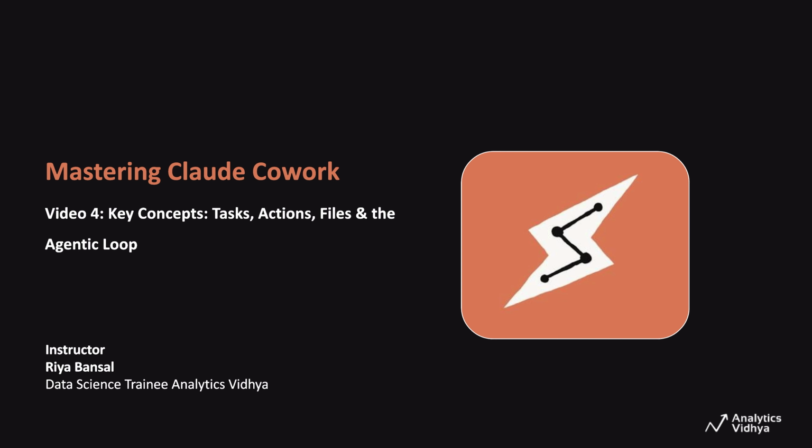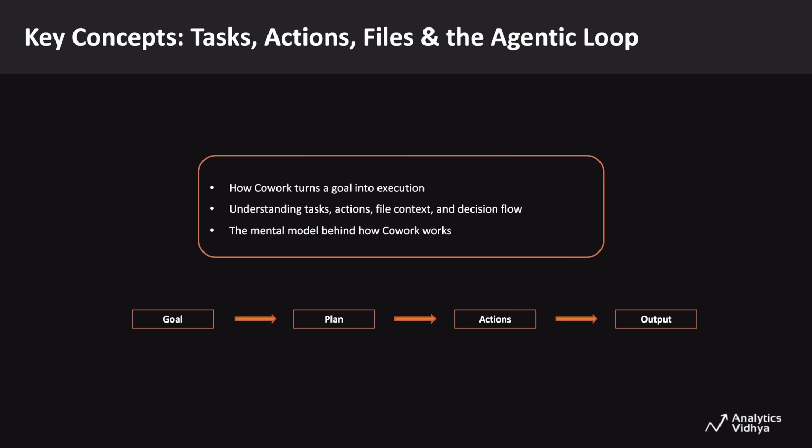In the previous video, we understood who should use Co-work and where it creates the most value. Now, the next important step is to understand how Co-work actually works behind the scenes. Because once you understand its mental model, it becomes much easier to use it effectively. In this video, we are going one level deeper into Co-work's working logic. We will understand how it takes a goal, turns it into actions, uses files as a context, and moves through an agentic loop to get the work done.